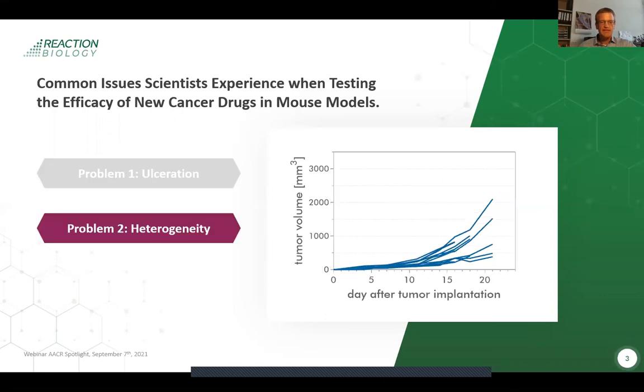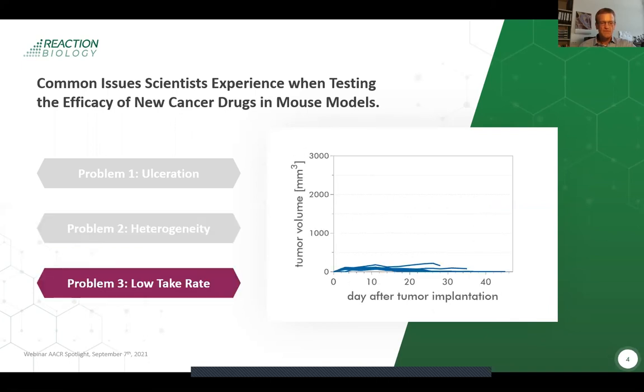In this example here, the tumors grew to sizes between 200 and 2,000 cubic millimeters. With such heterogeneous tumor growth, it is very difficult to compare treated versus non-treated groups with statistically significant results.